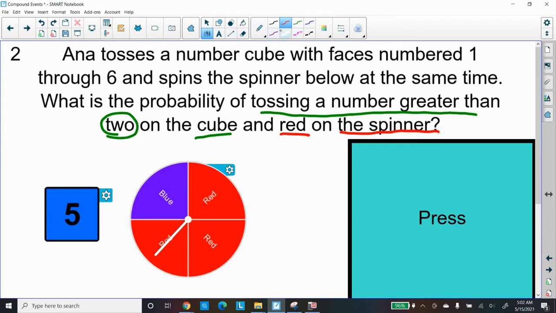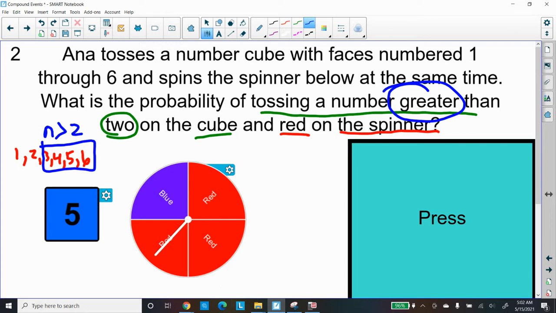Well, let's look at the dice cube first. What numbers are on the dice cube? 1, 2, 3, 4, 5, and 6. Those are the numbers on the dice cube. We want a number greater than 2. I'm going to put a little box around these numbers here. Those numbers are greater than 2. N stands for number, and there's a greater than symbol, greater than 2. So how many numbers do we have greater than 2? We have a total of 4 numbers, 3, 4, 5, and 6, out of the 6 numbers. So the probability of getting a number greater than 2 would be 4 out of 6 on the dice cube.